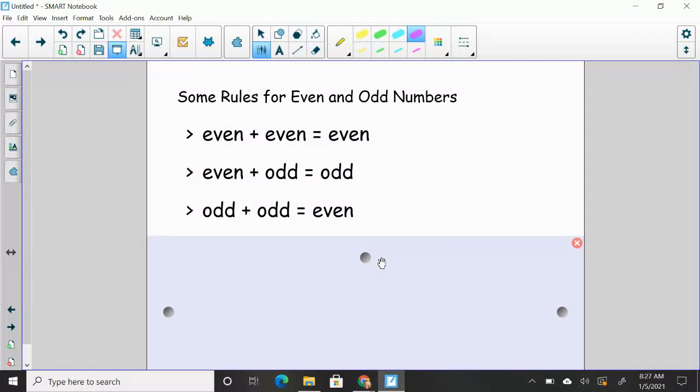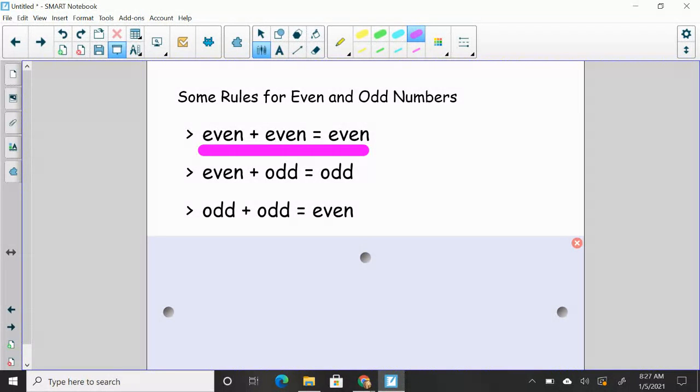When you add an even number with another even number, your result or your sum is always going to be even. Okay, this is going to be important for you to remember. So an even number plus an even number will always result in an even number.